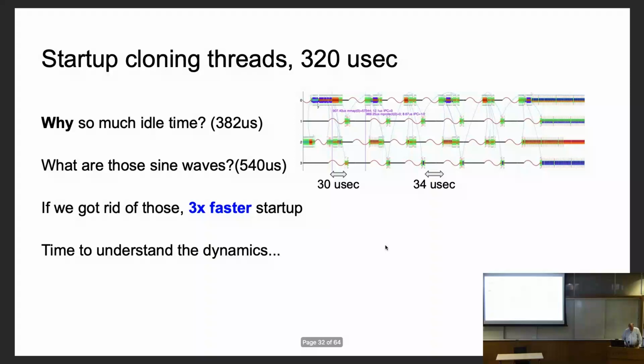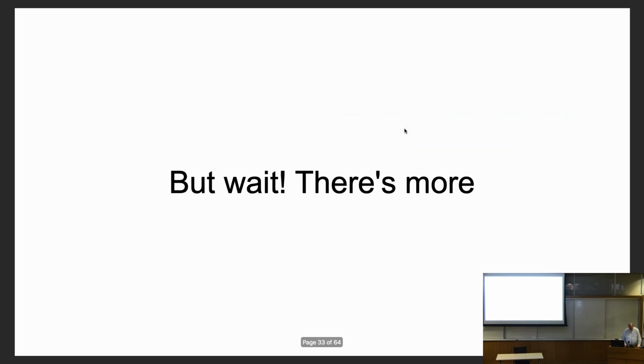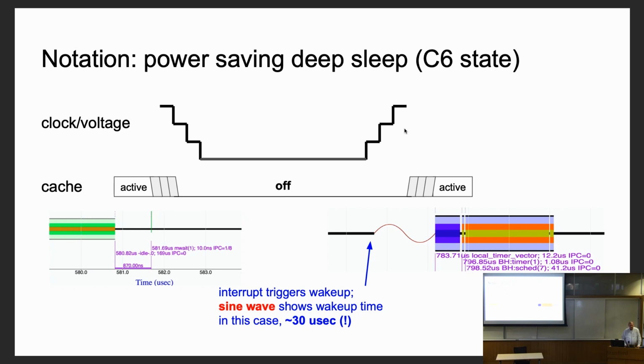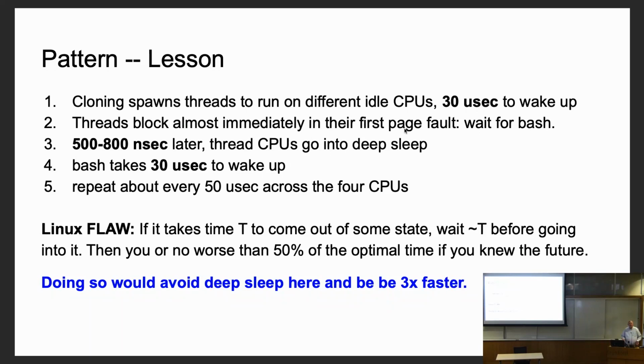This guy runs for a little bit, goes into idle, turns off the core. The next thing that happens is somebody else says, oh, you can run after all, and it takes a long time to come back up, and then it runs for a little bit and then turns off the core. So in fact, in this particular trace, if the M-waits weren't there and you just bounce back and forth, this whole thing would be 3 times faster. You'd never go into C6, you wouldn't spend a long time.